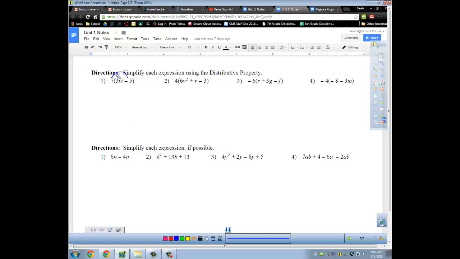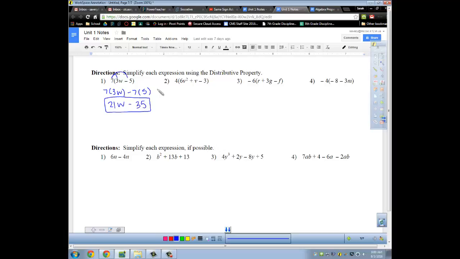When we do this, we are multiplying all the terms on the inside of parentheses times whatever's on the outside, which means we're doing 7 times 3w, minus 7 times 5. So 7 times 3w is 21w, and 7 times 5 is 35. So this is your final answer.